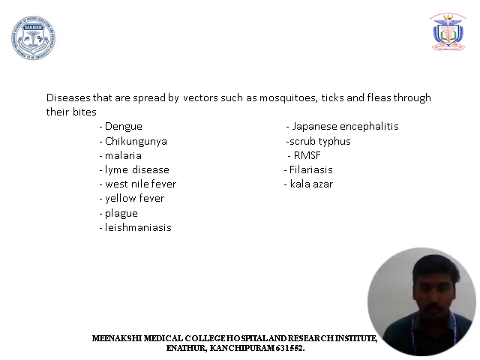Filariasis is caused by mosquitoes. It could be Anopheles or Aedes mosquito. And plague is transmitted by flea bite. Cholera is transmitted by sandfly.